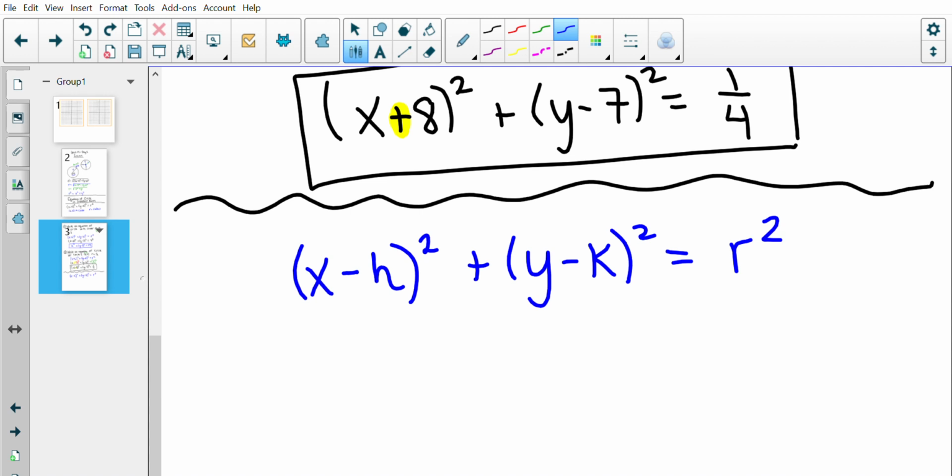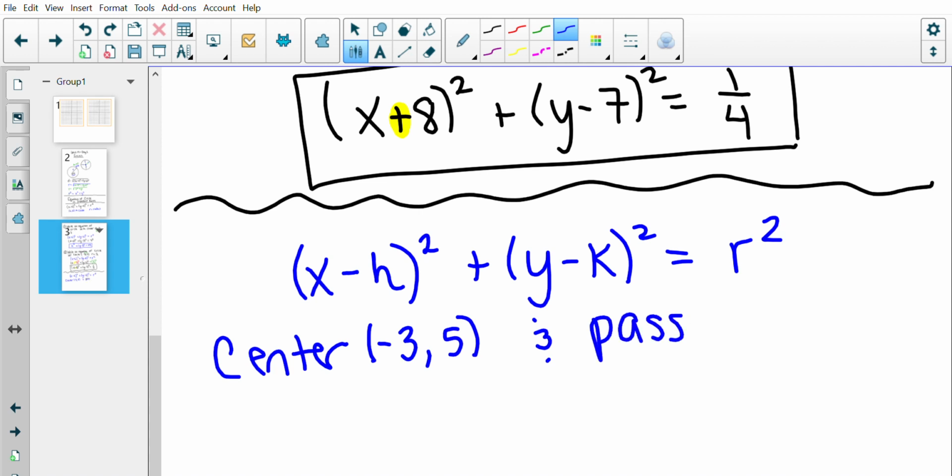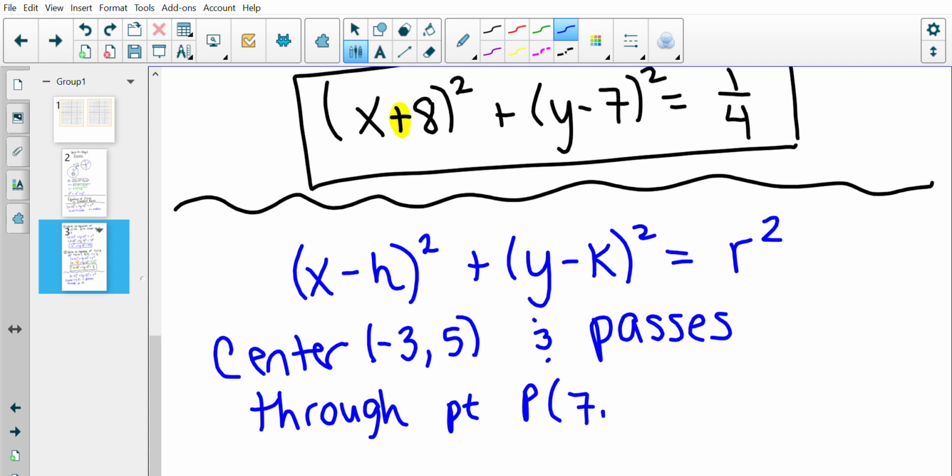So now let's say I give you different information. Now I still want an equation of a circle, but now let's say I tell you the center is negative 3, 5, and the circle passes through the point P, which is 7, negative 3.